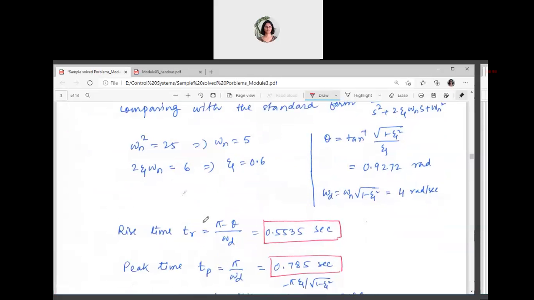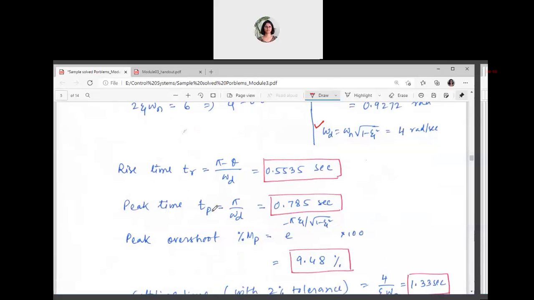So what is the rise time expression? Rise time expression TR is equal to pi minus theta by omega d. What is theta? Theta can be calculated as tan inverse of root over 1 minus zeta square by zeta. This is also always true. This formula for theta and this formula for omega d are always true. Once we have zeta and omega n, we can just substitute the parameters and calculate theta and omega d. Then rise time TR is equal to pi minus theta by omega d. Substitute the values and find out TR.